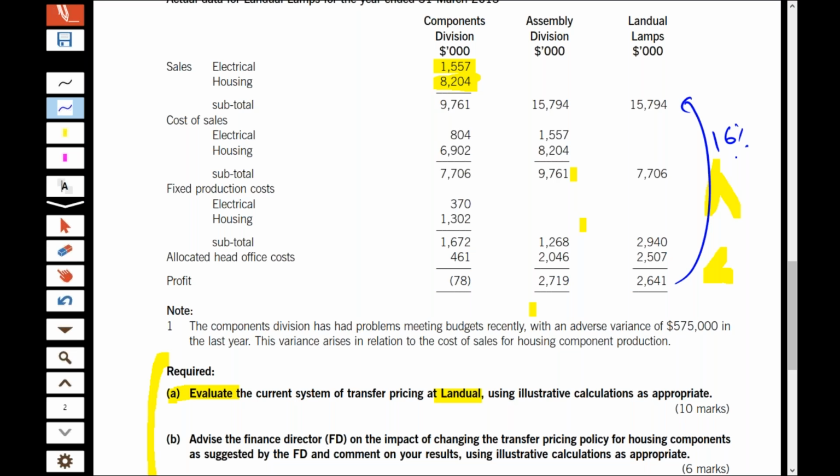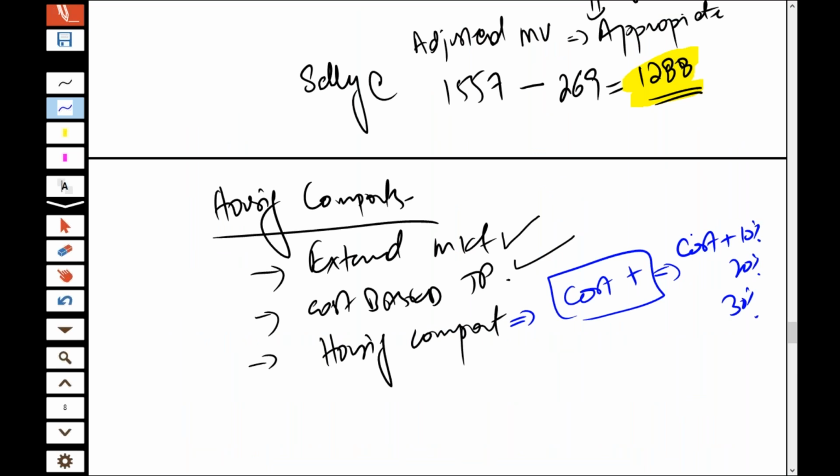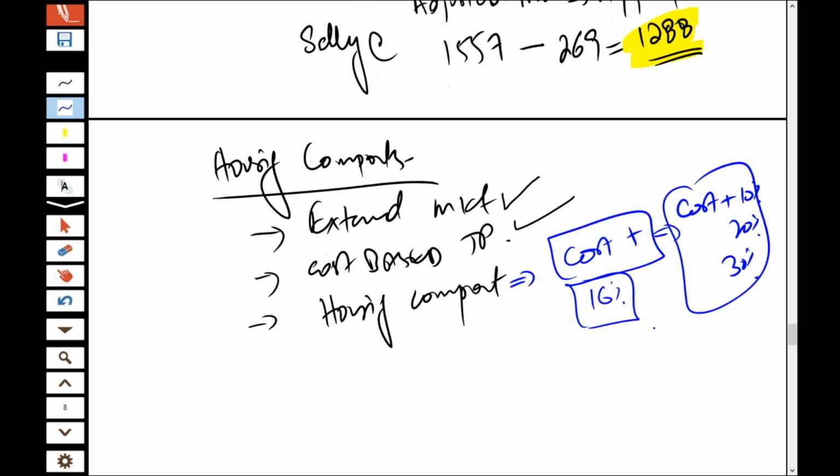If I try to establish the cost of sales of this housing, so I'd say 6902 plus 8204. Sorry, it's 8204. Now, if it is 8204 out of the total 9761, so I could just say that this is approximately 84% of the cost. So basically what could possibly happen is you can have this cost plus 10, 20, 30, maybe even let's say cost plus 16%. That could be the approach that you could use.